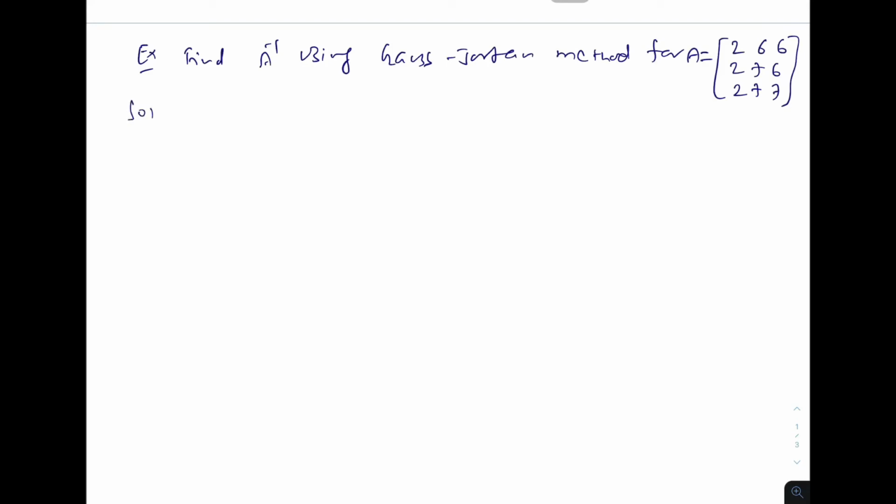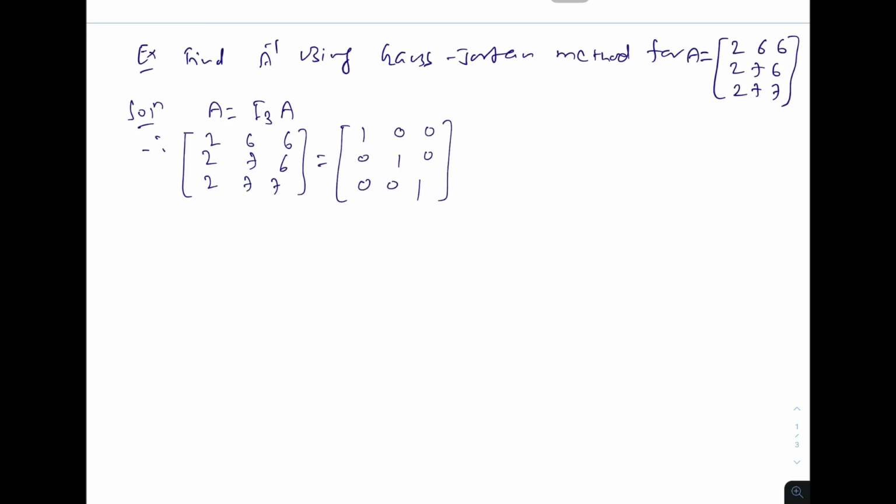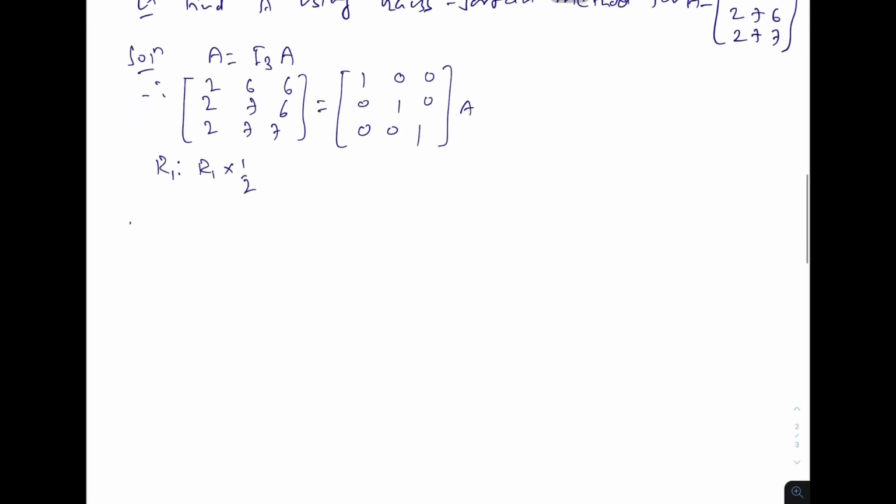let us write A equal to I3A. So therefore this is 2 6 6, 2 7 6, 2 7 7, 1 0 0, 0 1 0, 0 0 1 and A. Now this we need 1, so we can divide by 2. So this first row can be divided by 2. So the first step is R1 into 1 by 2.